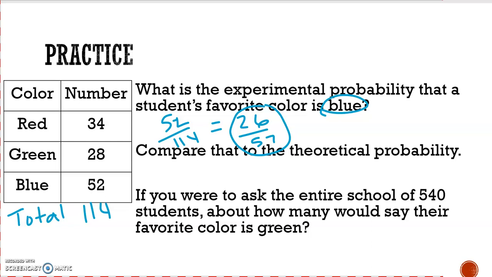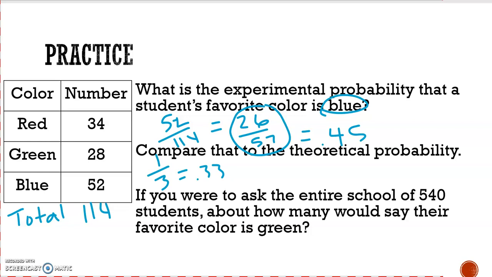If we want to compare it to the theoretical, so in theory, since there's 3 colors, that would be 1 out of 3 should have been blue, which is 0.33. This one, if I just write it up here, was 0.45 when we divided 26 over 57. So these are a little bit further apart, so I would say they are close, but not very close. That would be my sentence for that one.